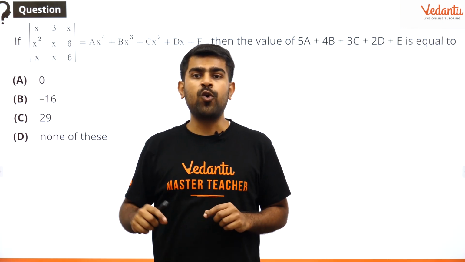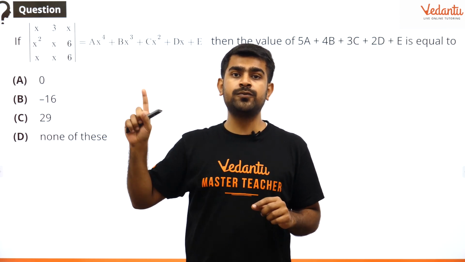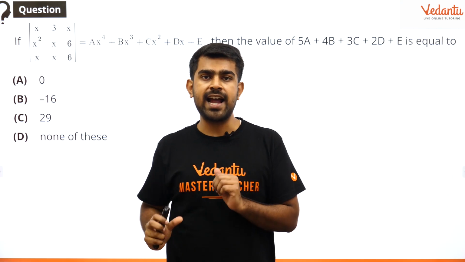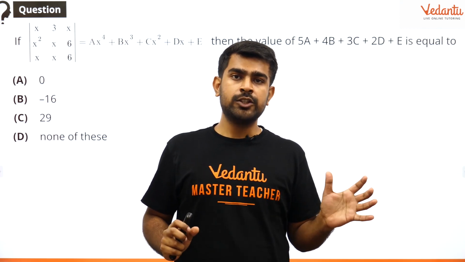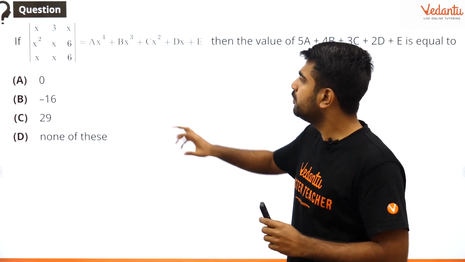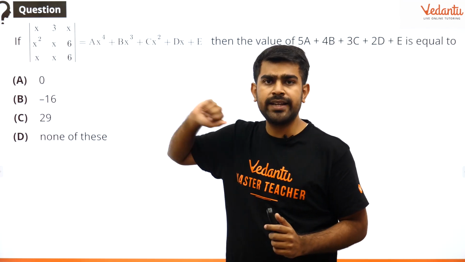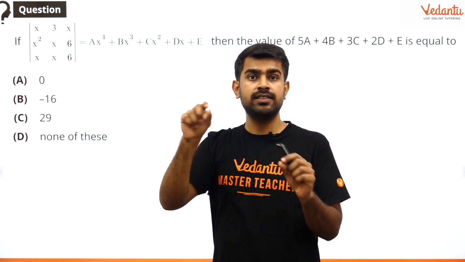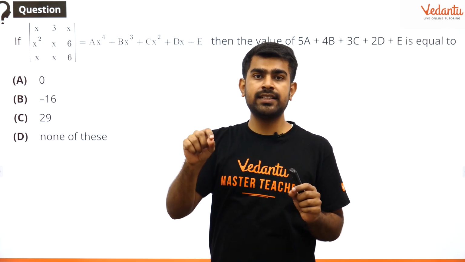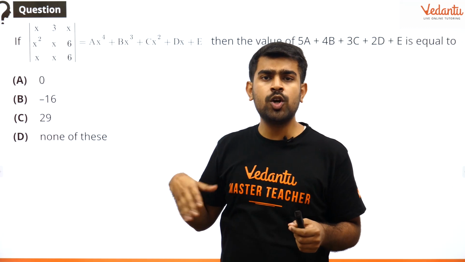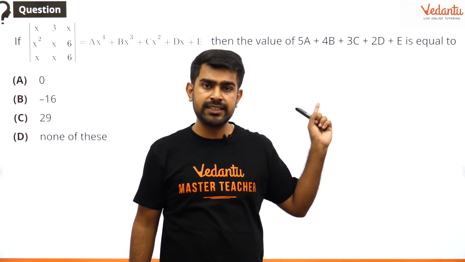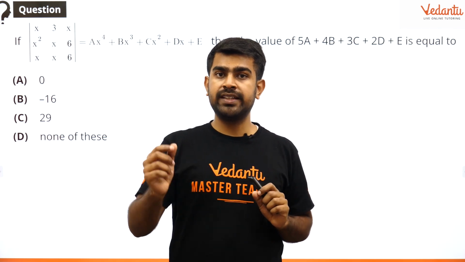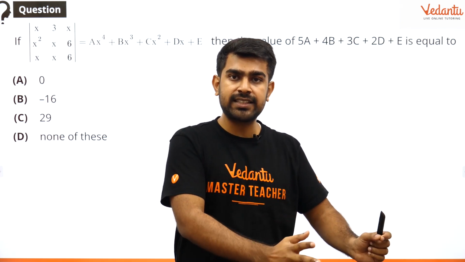So now you want to find out the value of 5a plus 4b plus 3c plus 2d plus e. How do you get that? Let me give you a small hint. When you differentiate this right hand side, what do you get? I get 4a, 3b, 2c and d. Whereas my e is gone, because e is a constant term, right? Therefore, I want to think of something. How can I make my e stay back?